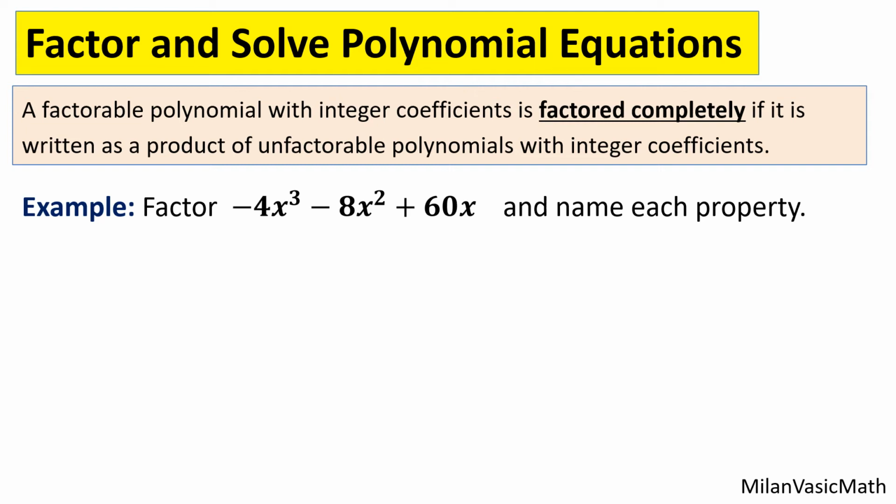Factor and solve polynomial equations. A factorable polynomial with integer coefficients is factored completely if it is written as a product, so multiplication, of unfactorable polynomials with integer coefficients. So let's try the first example. We're going to factor that trinomial and name each property.